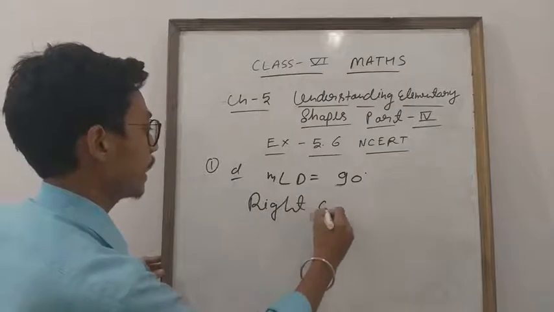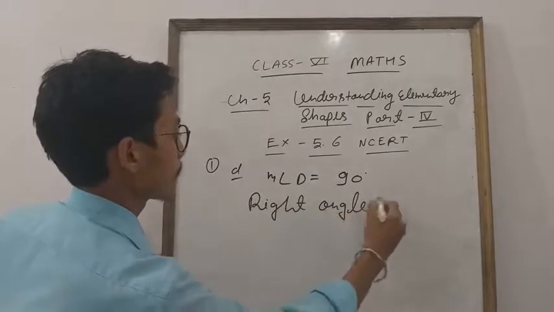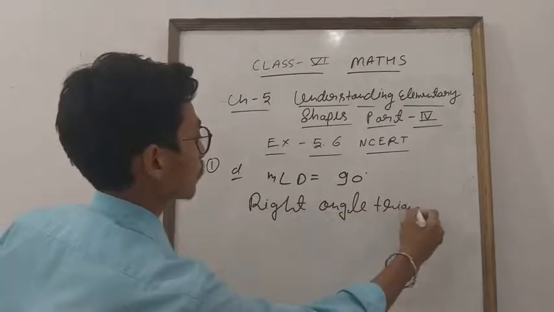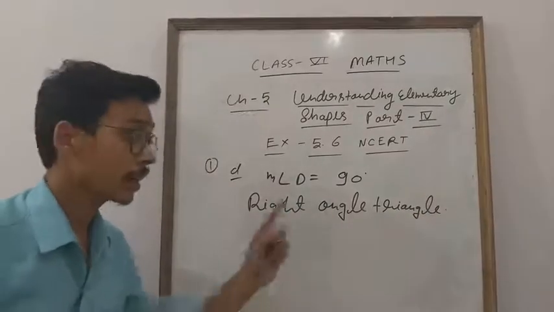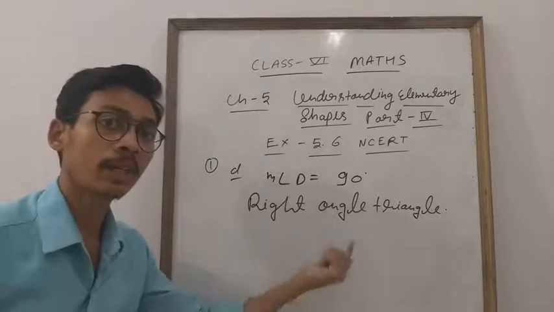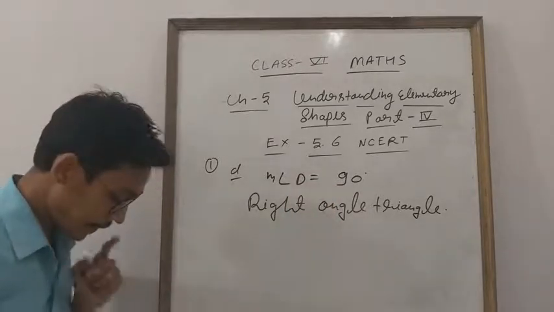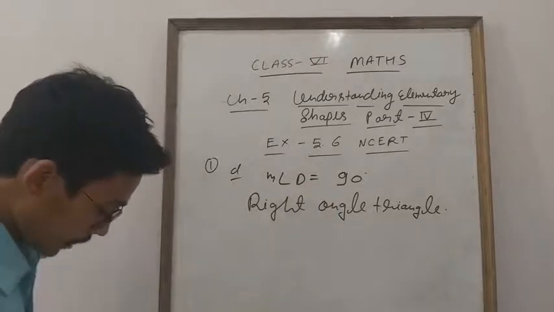Right angle triangle. This is what, students? This is a right angle triangle. Why? Because one angle is 90 degree. If one angle is more than 90 degree, then it will become an obtuse angle triangle. Clear everyone? Okay. Next question is given.